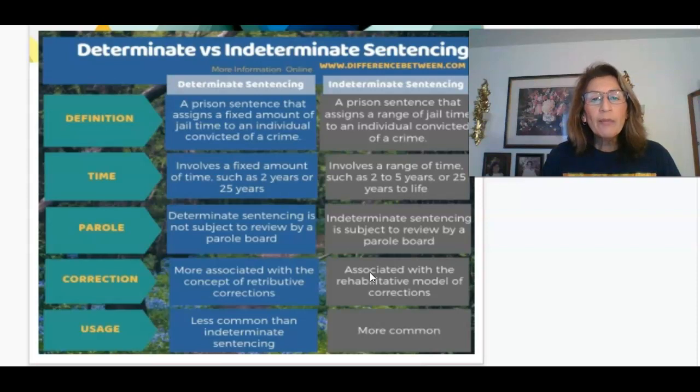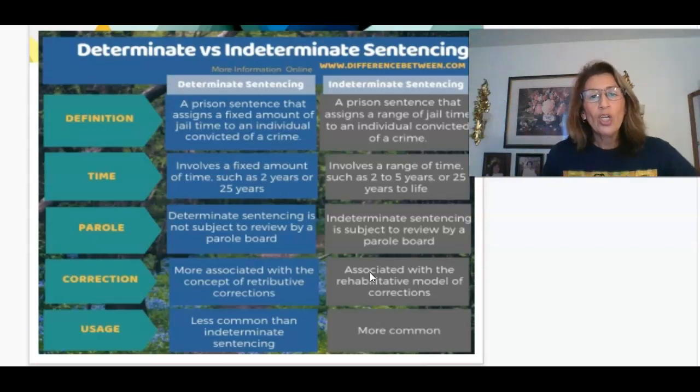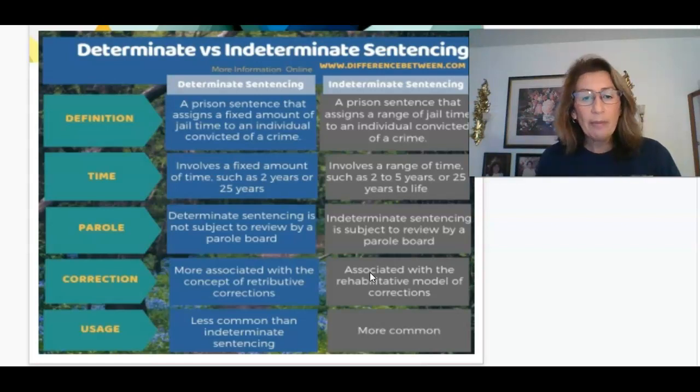Parole: a determinate sentence is not subject to review by a parole board, because they have to do that amount of time, right? An indeterminate sentence is subject to review by the parole board. So you're more than likely going to get out if you have an indeterminate sentence that has a range of time, and you can be released on parole. A determinate sentence is usually for a federal crime, where they have to do all the time. That's usually where the determinate sentence happens.